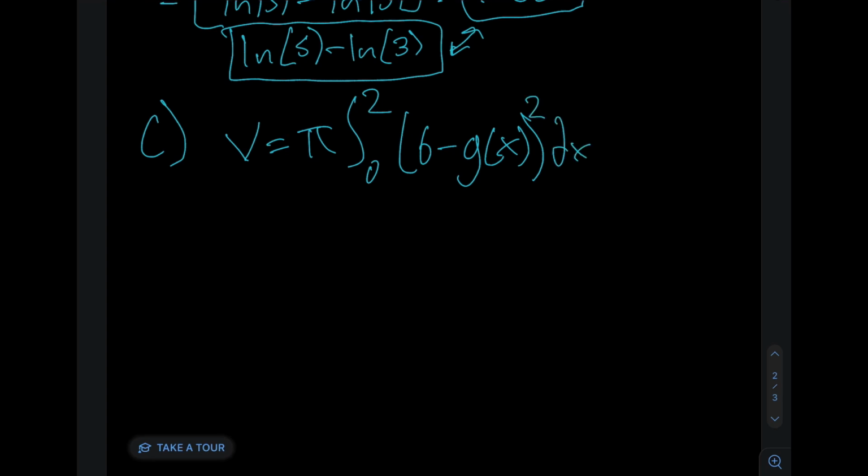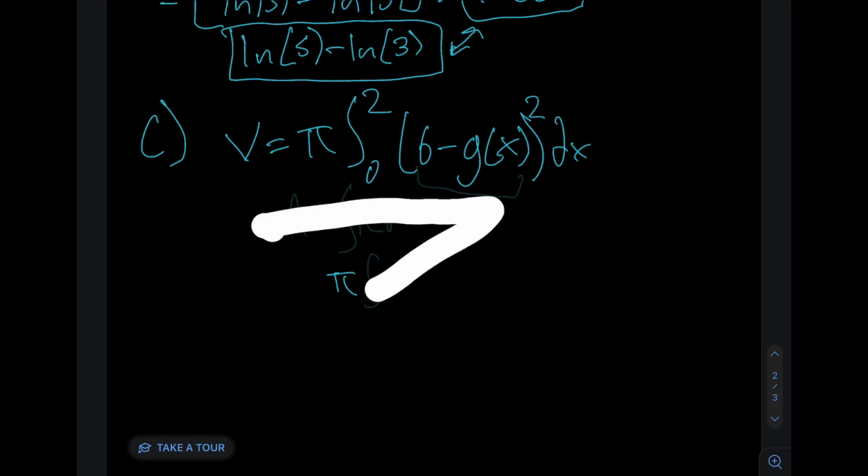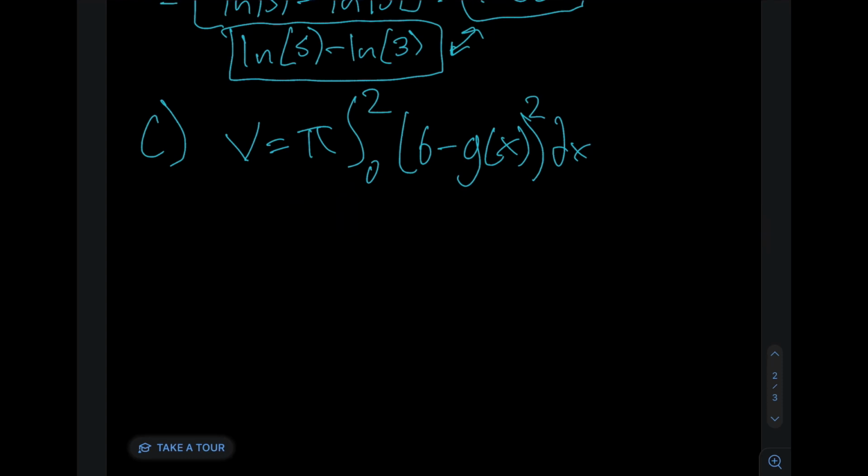And dx. And if you're confused as to why the pi is here, or why we square it, the reason is the area of a circle is pi r squared. So if you integrated this, you'd be integrating pi times the integral of r squared. Well, what's the radius? The radius is 6 minus g. That's our radius, and that's why there's the pi, that's why it's squared.